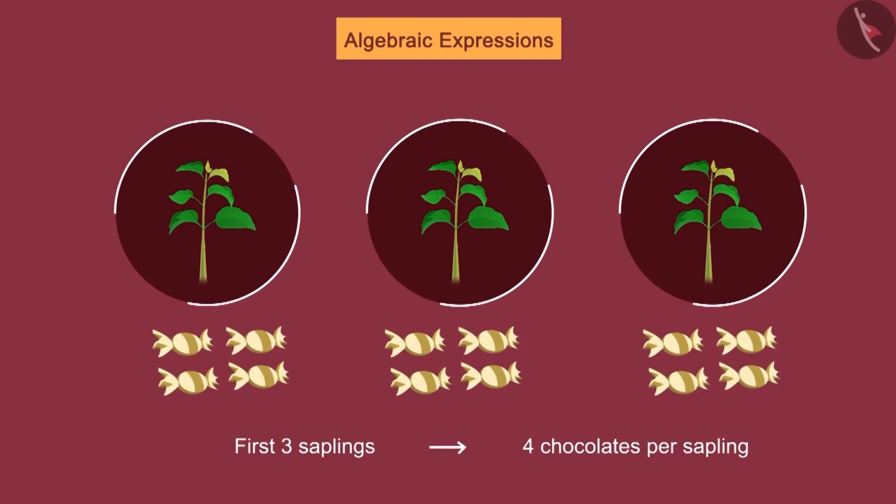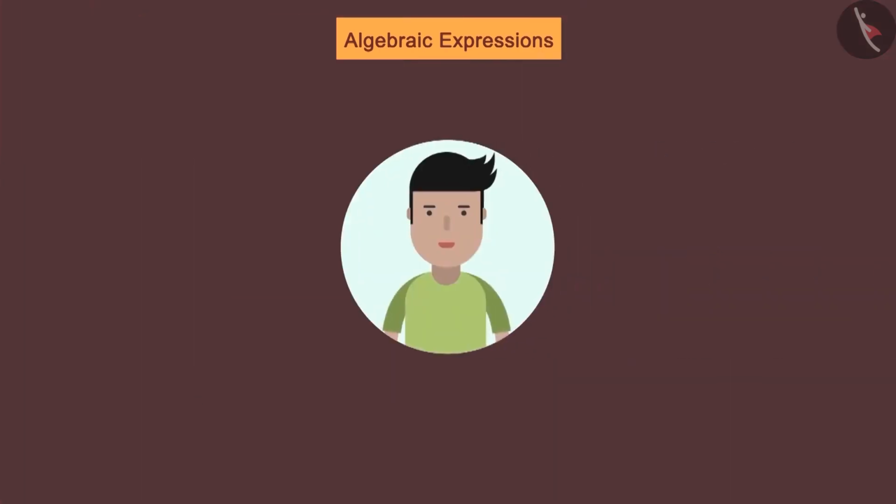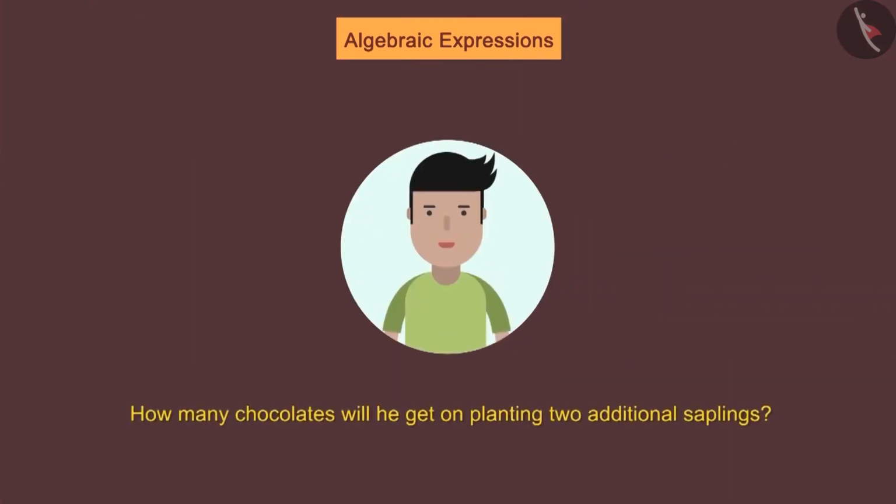And if he plants more than 3 saplings, then he will get 2 chocolates for each extra sapling that he plants. Raghu thinks how many chocolates he will get if he plants 2 additional saplings in the first week. Can you answer this question?